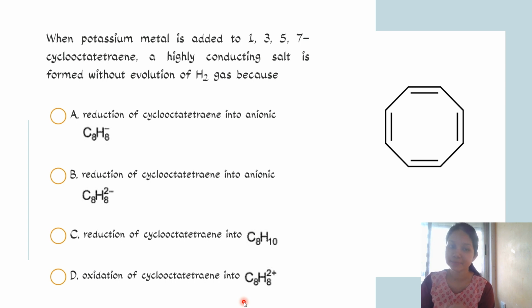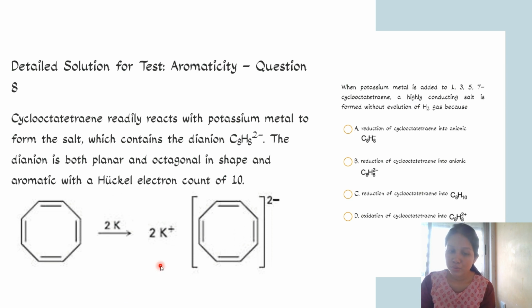What happens when we add potassium metal to 1,3,5,7-cyclooctatetraene? What happens in the process? Potassium metal donates its electron to achieve an octet, and it forms an ionic species here. So in the process, the cyclooctatetraene molecule takes up electrons from two potassium atoms to give this dianionic species.